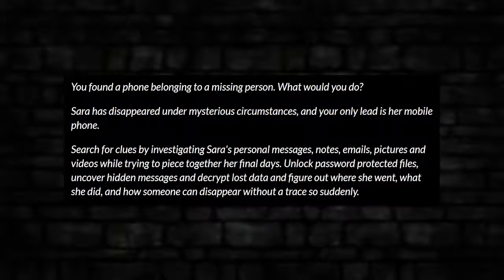The Itch.io page for the game summarizes the plot like this. Sara has disappeared under mysterious circumstances, and your only lead is her mobile phone. Search for clues by investigating Sara's personal messages, notes, emails, pictures, and videos while trying to piece together her final days. Unlock password-protected files, uncover hidden messages, and decrypt lost data and figure out where she went, what she did, and how someone can disappear without a trace so suddenly.